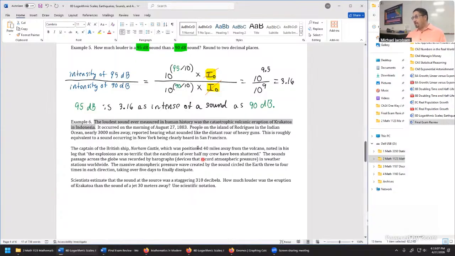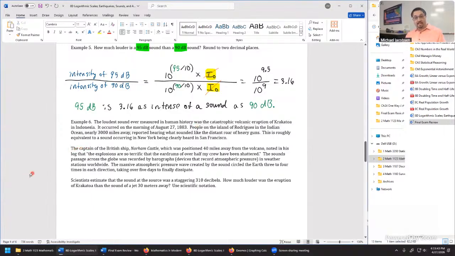Indonesia. It occurred on August 27th, 1883, and people on the island of Rodrigues in the Indian Ocean, about 3,000 miles away from this eruption, reported hearing what sounded like a distant roar of heavy guns. And that's incredible, being 3,000 miles away. A way to put this in context for us is we're told that this is roughly equivalent to a sound occurring in New York being heard clearly in San Francisco. So this was shocking and it caused a humongous amount of damage.